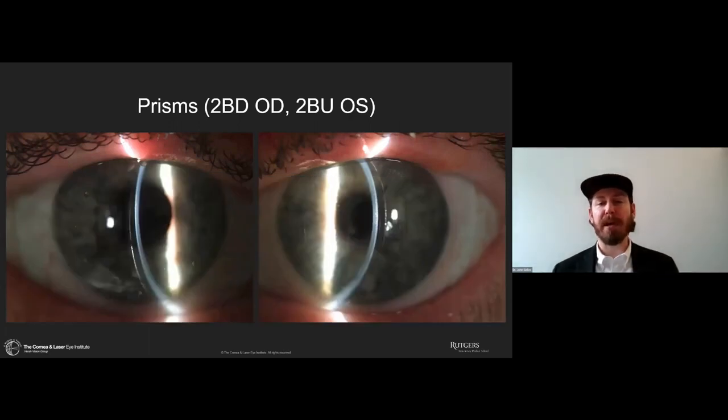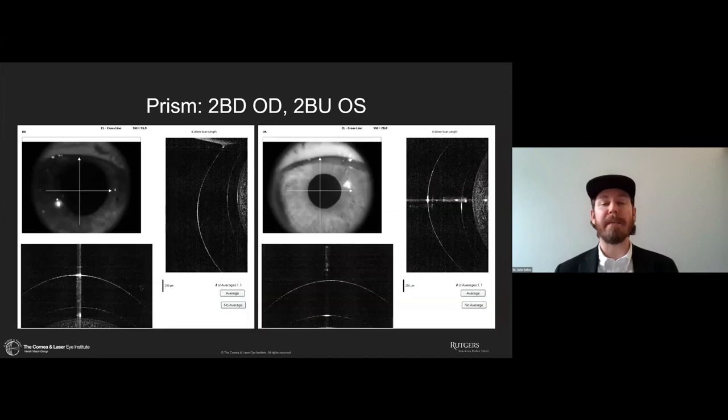We went ahead and incorporated a 2 base down prism in the right eye and a 2 base up in the left eye. And this resolved the patient's symptoms, much, much improved. And you can see the thickness up top here on the left eye, thickness down low on the right eye. And you can really see it in the OCTs, that change in thickness from top to bottom.